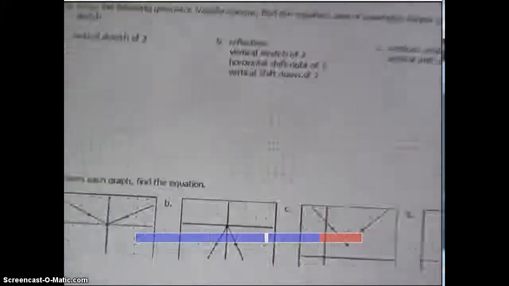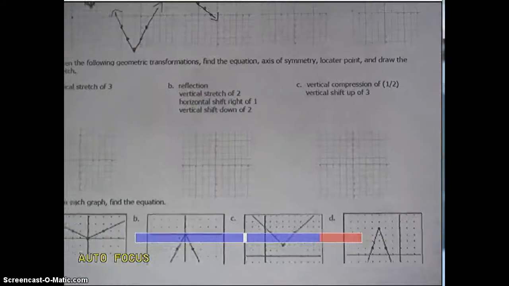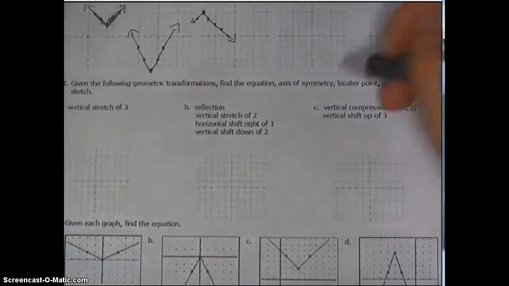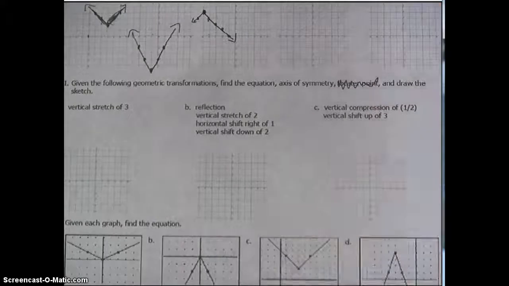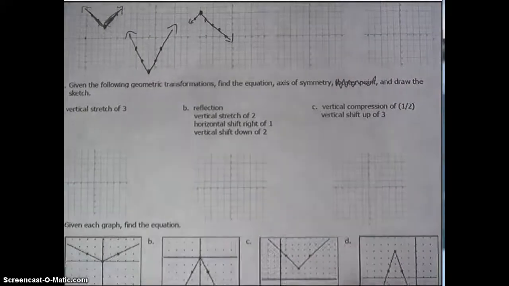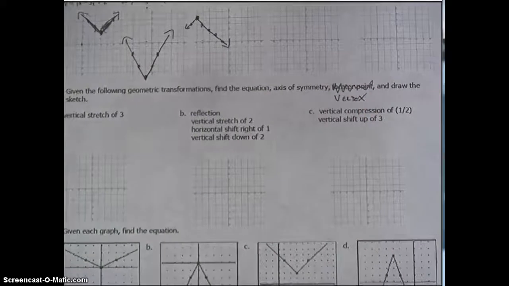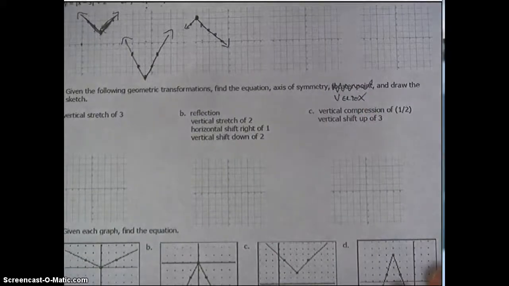Let's talk about some of these in part 3 here. Given the following geometric transformations, find the equation, the axis of symmetry, the locator point, and draw the sketch. We're not going to talk about this locator point, but it's the vertex. So we'll just write the word vertex there. So we're talking about a vertical stretch of 3 in part A. So the first thing we're supposed to do is find the equation.